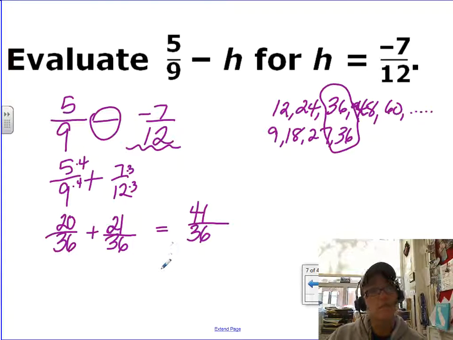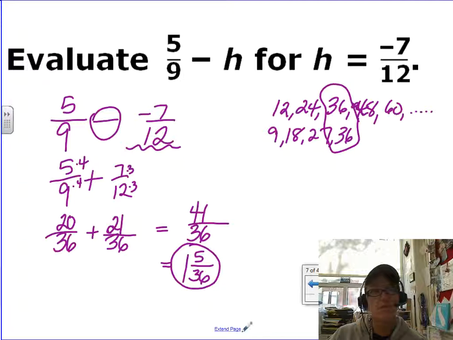Okay. However, a lot of times in algebra we'll say, you know what, this is an improper fraction and you can leave it that way. Or you can go ahead and turn it back into a mixed number. 36 can go into 41 one time. You say, how many will you have left? I believe it's 5. Final answer. And 5/36 is in simplest form.